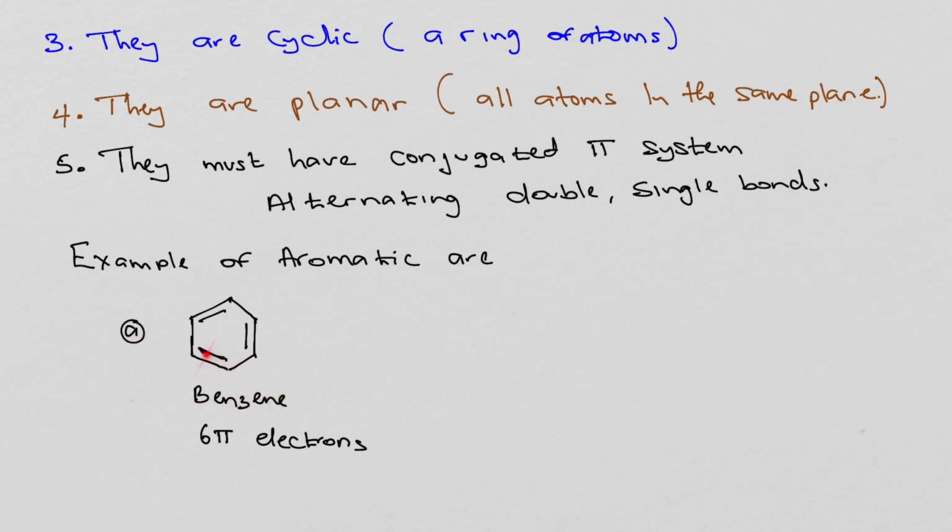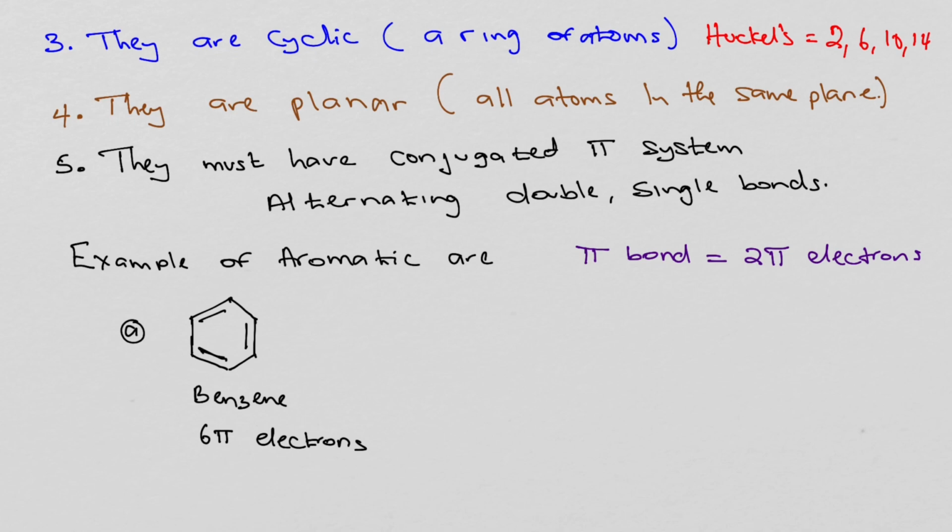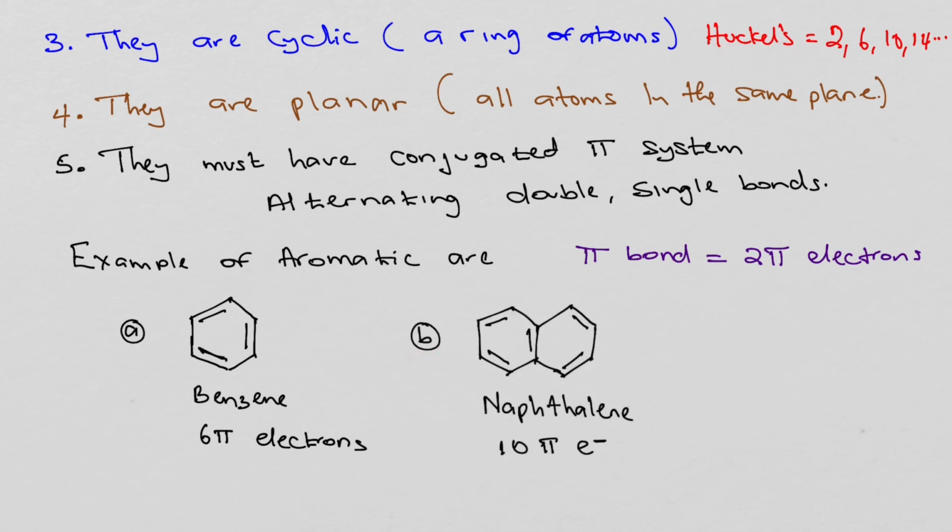Benzene. That's a pi bond and a single bond. A pi bond has 2 pi electrons. So a pi bond equals 2 pi electrons. In this case, we have sigma and pi. So that's 2 pi electrons, 2 pi electrons making 4, another 2 pi electrons. That's 6 pi electrons. That obeys Hückel's rule. Hückel's rule is 2, 6, 10, 14, and so on. We've got 6 here, so that's 6 pi electrons. That obeys Hückel's rule.